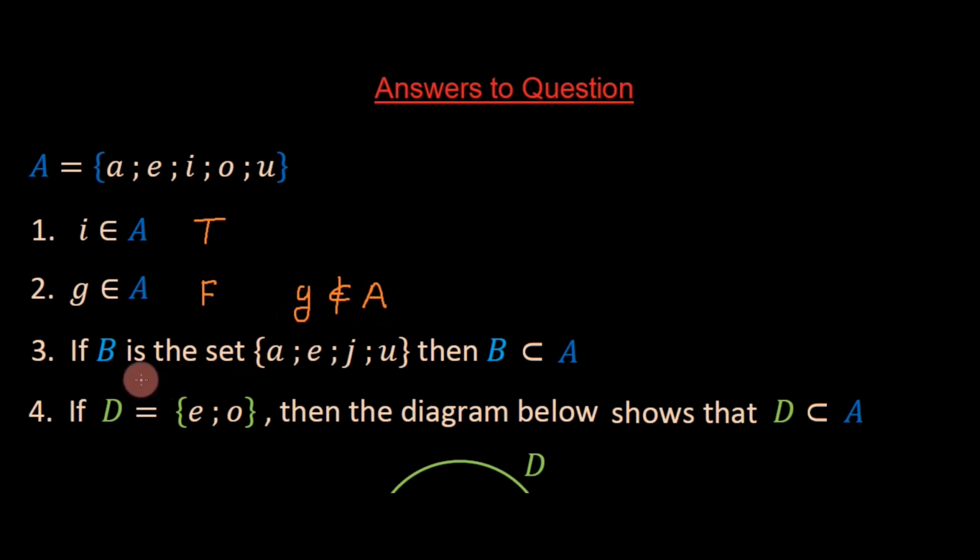In number 3, it says if B is the set A, E, J, U, then B is a subset of A. However, if you look at B, we see that the element J does not appear in the set A. So this is also false, and we would write that B is not a subset of A.